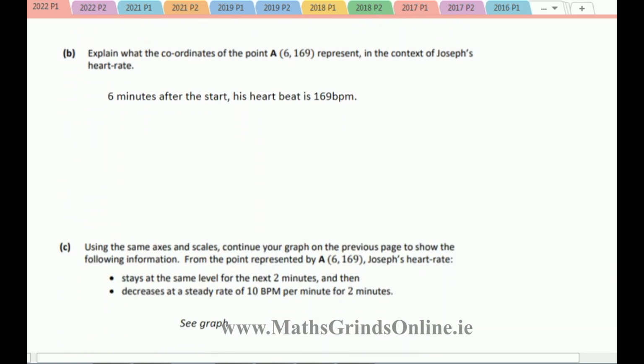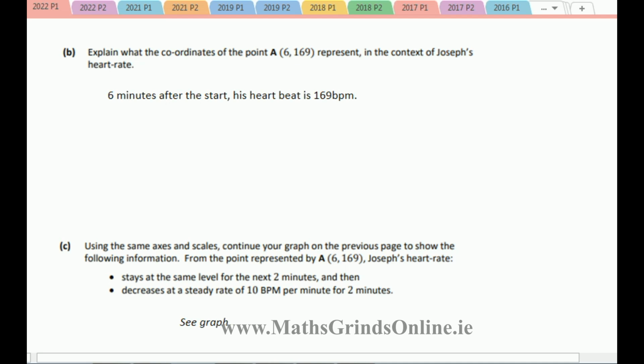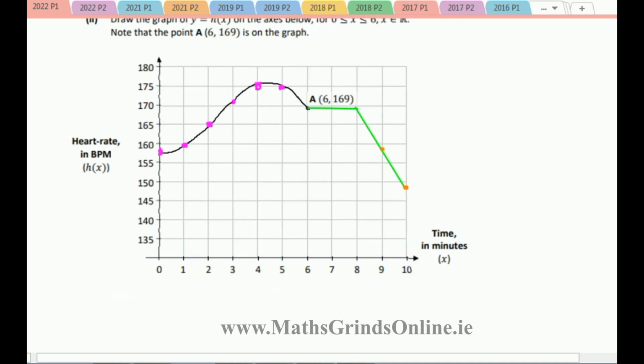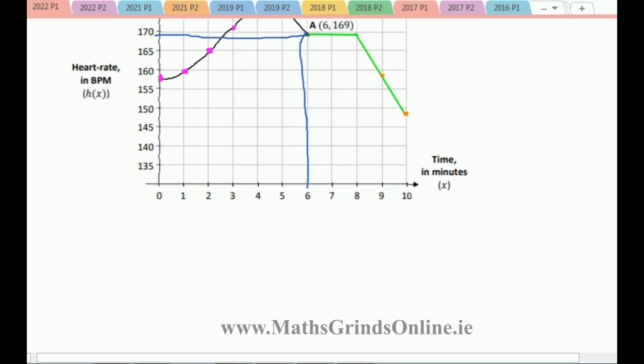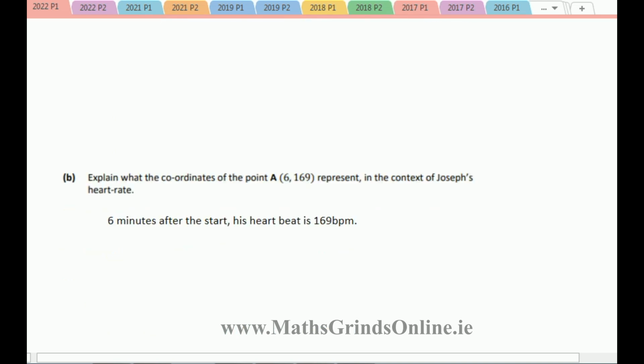Part B of this question. Explain what the coordinates of the point A, which is (6, 169), represent in the context of Joseph's heart rate. Let's have a look at what we have here. His time in minutes is 6 minutes, and the rate over there is 169. So basically after 6 minutes of exercise, his heart rate, his BPM, is at 169.